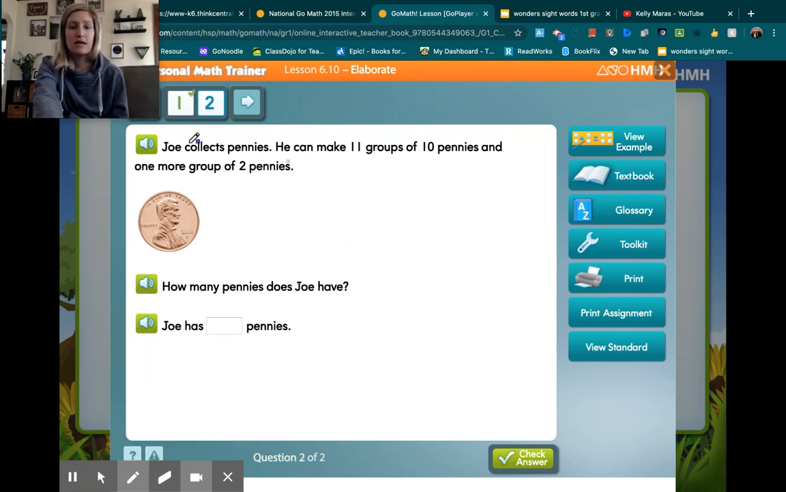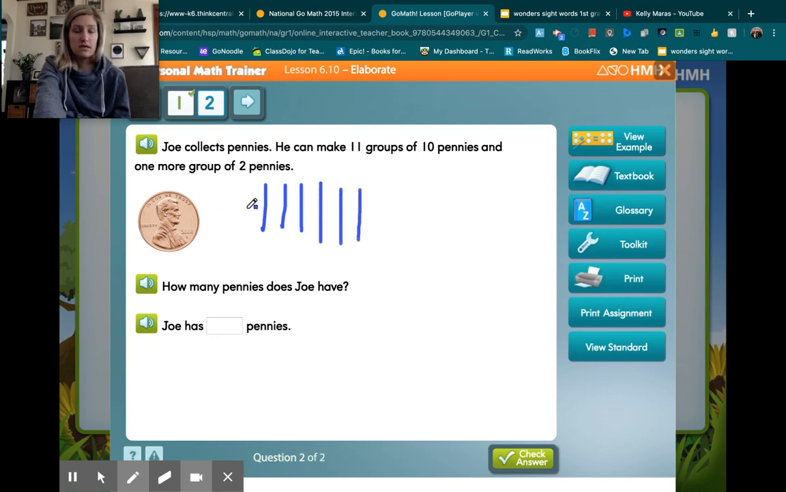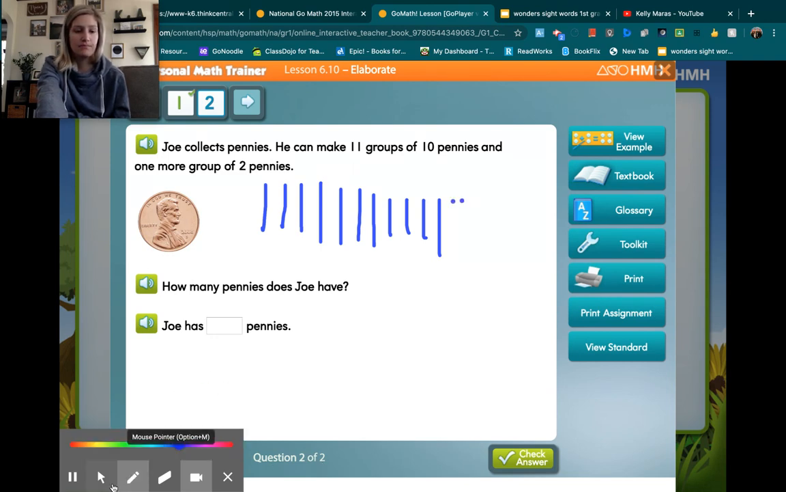So it says he can make 11 groups of 10 pennies. So that means I need to draw 11 lines because remember, a line shows a group of 10. So 1, 2, 3, 4, 5, 6, 7, 8, 9, 10, 11. Okay? So we got the 11 groups of 10 pennies, and then it says, and one more group of 2 pennies. So I'm not going to draw lines for those. I'm going to draw 2 dots to show 2 ones. So 1 and 2. Now we're ready to count.